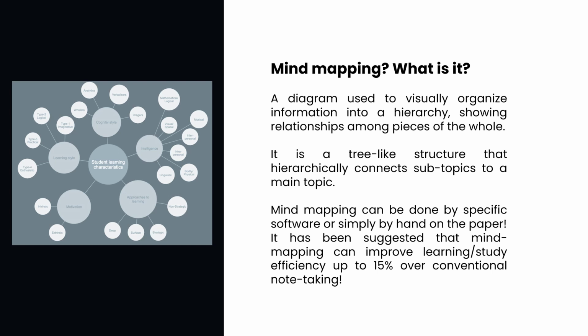So what is mind mapping and how can it be used in this problem tree analysis? To put it simply, it's a diagram used to visually organize information into a hierarchy, showing relationships among pieces of the whole picture. It is a tree-like structure that hierarchically connects subtopics to a main topic. Mind mapping can be done by specific software or simply by hand on paper.